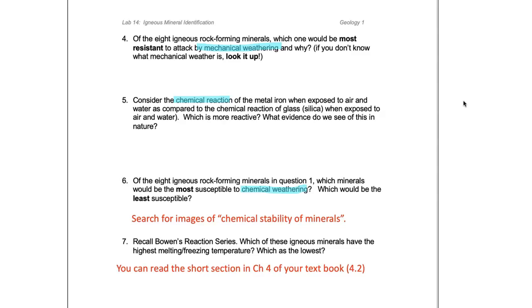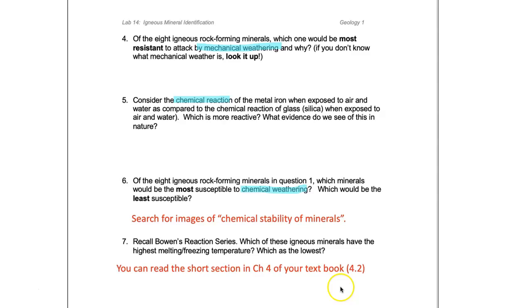So you have to look up what mechanical weathering means. And when it comes to chemical weathering, I'm suggesting that you search for chemical stability of minerals and look for images where there's charts that show different minerals in order, increasing or decreasing stability of chemical breakdown, of susceptibility to chemical weathering. We're going to talk about Bowen's reaction series next week when we talk about igneous rocks. However, there's a very brief discussion of Bowen's reaction series in your textbook, Chapter 4, Section 4.2. So you could read that and you'll find out the answer to this question very easily.